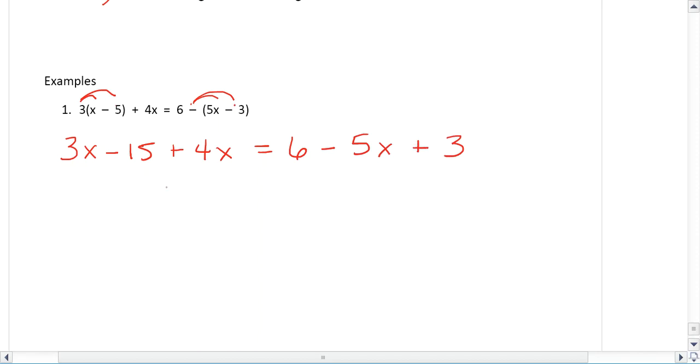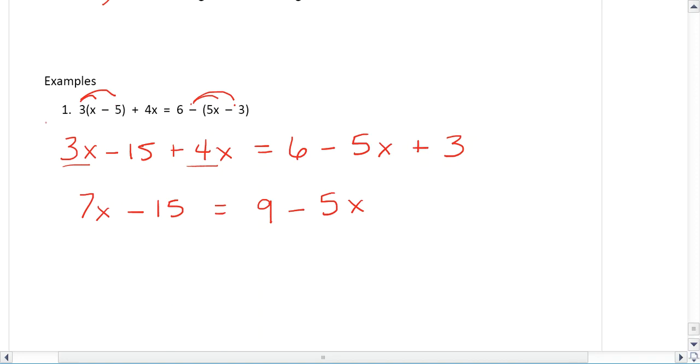Next step is to combine like terms on both sides of the equation. So over here, I have a 3x and a 4x. That gives me 7x minus 15. And over here, I can combine the 6 and 3 and get 9. And I still have the minus 5x. So now we want to get all the x's together on one side and the numbers together on the other side. So it's a bit of your personal preference how you want to do this.